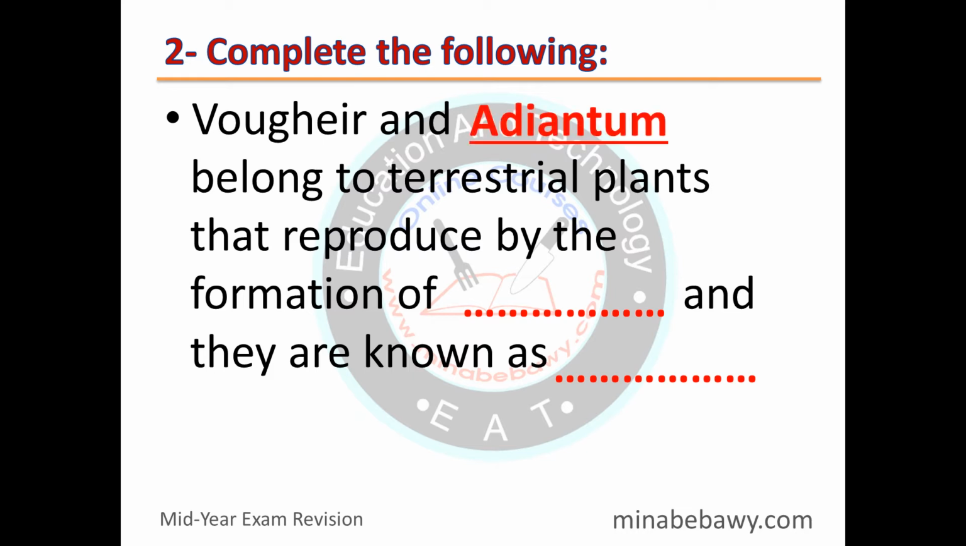Polypodium and adiantum belong to terrestrial plants that reproduce by the formation of spores, and they are known as ferns.